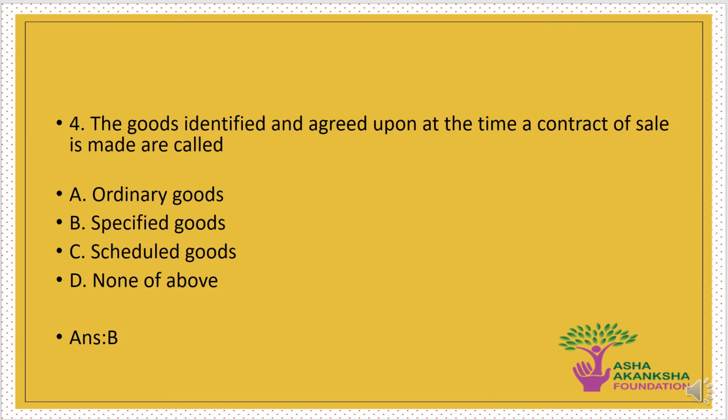The next question is, the goods identified and agreed upon at the time a contract of sale is made are called which of the following? Options are A, ordinary goods, B, specified goods, C, scheduled goods, or D, none of the above. The correct answer to this question is option B, that is, goods identified and agreed upon at the time a contract of sale is made are called specified goods.